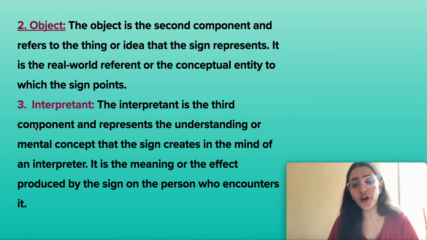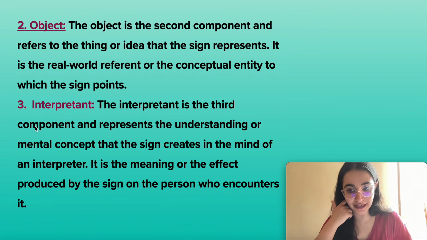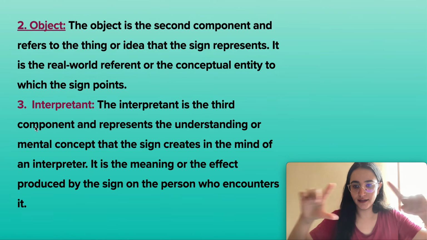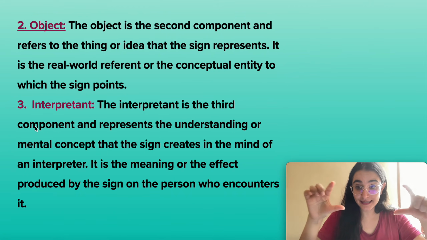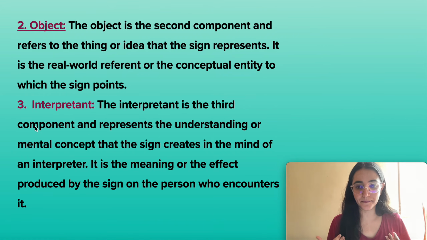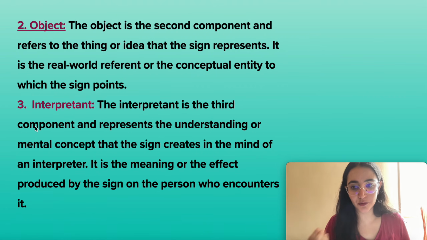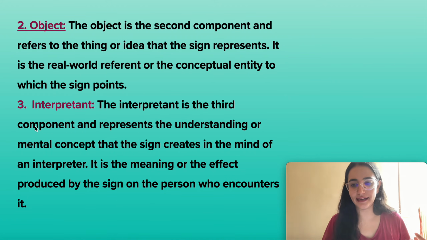Object is basically what you are referring to. Let's take an example of a restaurant. You go to a restaurant and you see a signboard on the door. It says open. What is the representamen in this scenario? The representamen is this sign, the word open written on a board. Okay? That's a signifier. You got a signifier and generated some meaning in your head. What did you think? Okay, the restaurant is open and I can go in and eat my food.